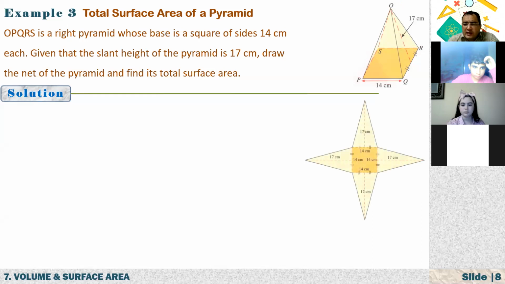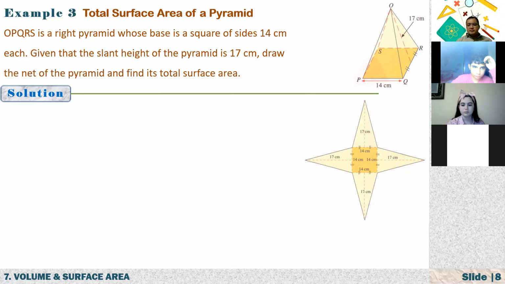So that is the net of this pyramid, right? The slant height is 17. As you see here, the base is a square whose side is 14 centimeters. Okay, what is the question here? Draw the net of the pyramid, and just to save time, I have already put the net of this, and find its total surface area.